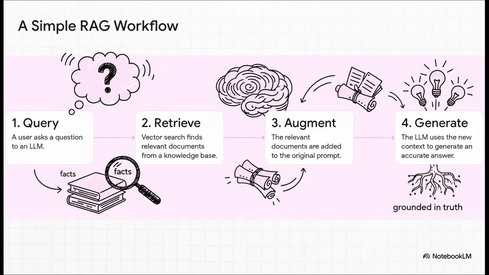So check out how this works. It's like a simple four-step dance. First, you ask your question. But before the LLM even sees it, vector search zips over to a knowledge base and retrieves the most relevant facts. Then, those facts get bundled up with your original question. And finally, the LLM uses all that fresh, accurate context to give you an answer that's actually based on facts, not just a guess. It's how you stop AI from hallucinating.